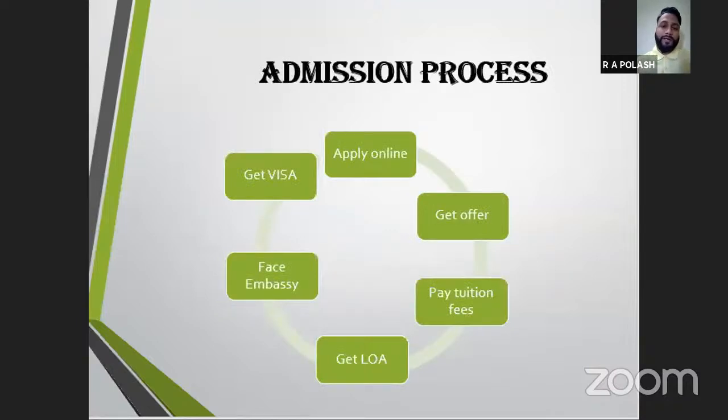Then the admission process, how you can apply for university courses. First of all, we are hassle-free education. We are here for your free application. First, you apply, then we get you an offer letter, which is conditional. After you meet the conditions, you will get your unconditional letter. Then you pay your tuition fees and get a LOA, letter of acceptance. Then you face the embassy, get the visa, and can fly to your desired country.